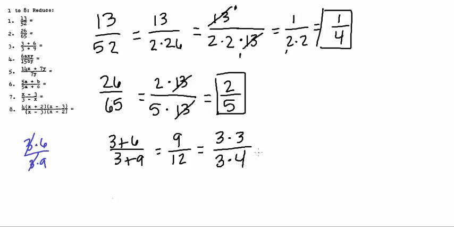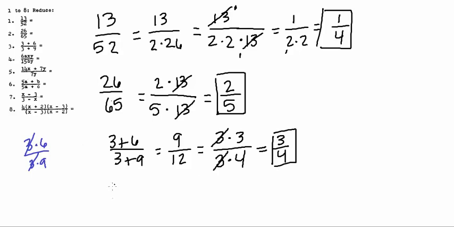Now that you guys have gotten the hang of it, I'm going to skip a step here because I could break 4 down into 2 and 2, but because there aren't any 2's in the numerator, that's an unnecessary step, because eventually I would just have to multiply them back together. So instead, I'm just going to cancel this 3 with this 3, and this is going to become 3 over 4. And that is it.